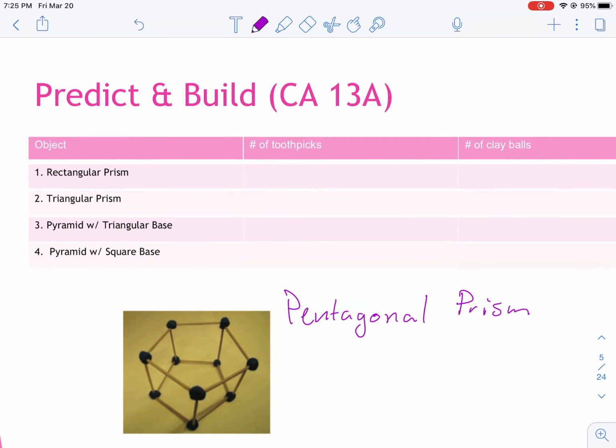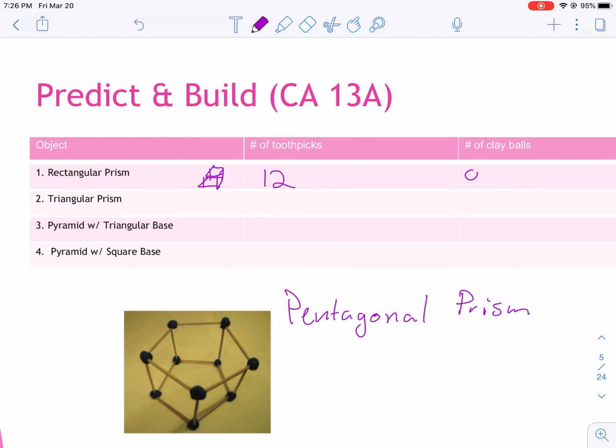So I don't know how you thought about it. I'm picturing 4 toothpicks on the bottom for the base, 4 toothpicks on the top, and then 4 up and down. And that's not a very good picture, but that would be 4, 4, and 4. That's a total of 12. How many clay balls would it take? Well, I'm picturing 4 on the base and 4 on the top, so that would be a total of 8.